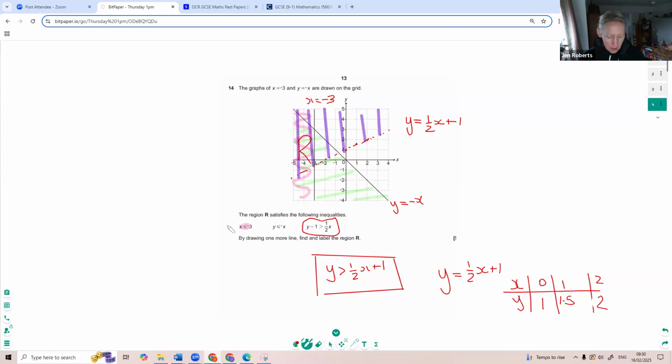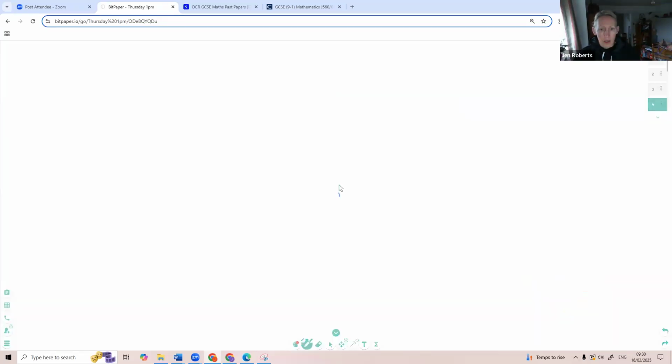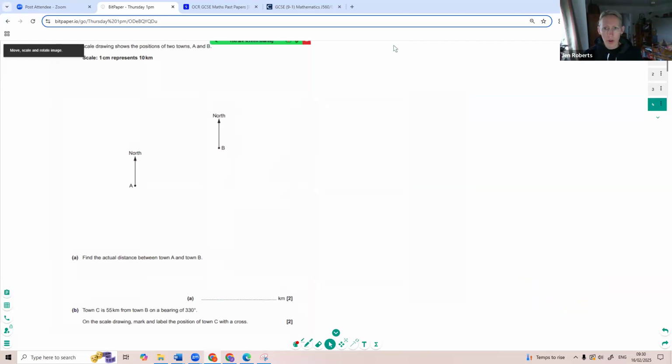Okay, let's see if it's loaded. Okay, I haven't got a ruler, but I have got a protractor, so I'm going to have to describe some of this. Just bear with me one moment. So we've done part A. Town C is 55 kilometres from town B. So once we've figured out the position of it using the bearing, you would have to draw a line 5.5 centimetres, which I'm not going to do. I'm just going to show you the bearing part.